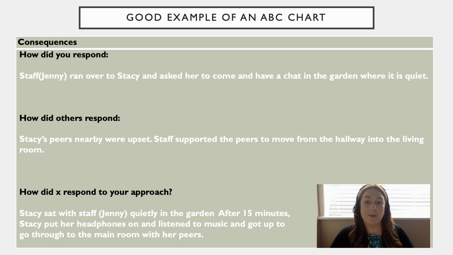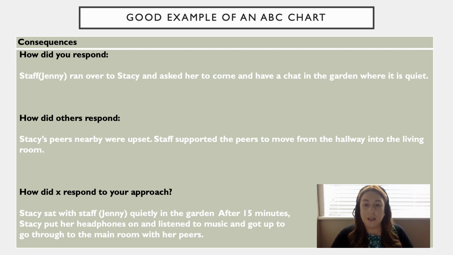So here we have an example of a good consequence section on an ABC chart. There is clear information about how staff responded. So it states, Jenny ran over to Stacey and asked her to come and have a chat in the garden where it is quiet. In the next section, we can see that Stacey's peers nearby were upset and staff supported the peers to move from the hallway into the living room.